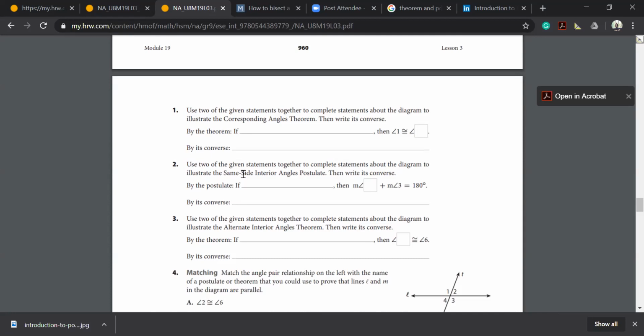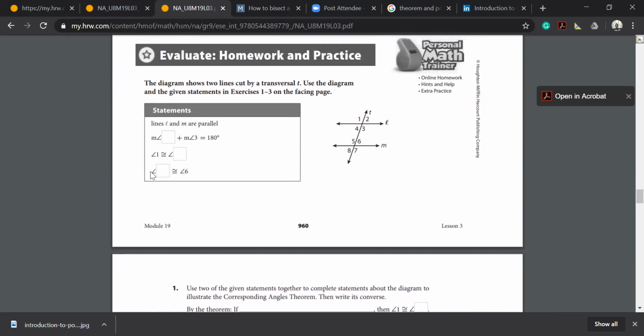You are just going to swap them. Swap the two sentences. Swap the two events. So let's read. First of all, he is talking about the corresponding angle theorem. Let's go back to our figure. For a corresponding angle theorem, which angle is corresponding with angle 1? Angle 5, right?